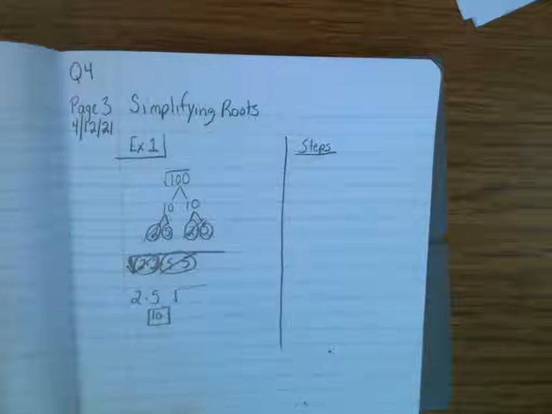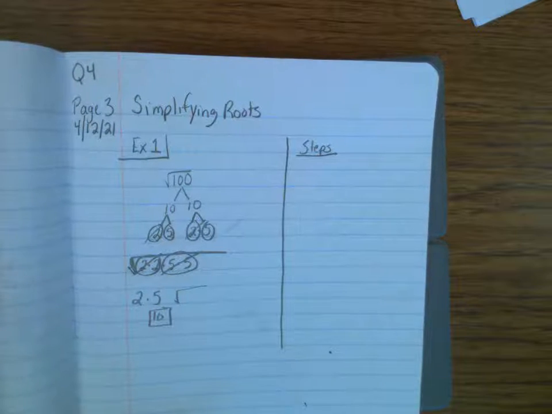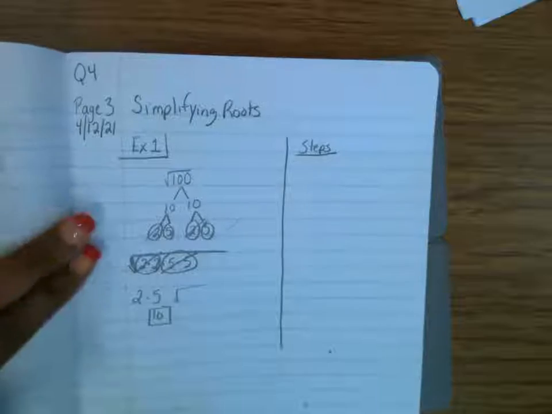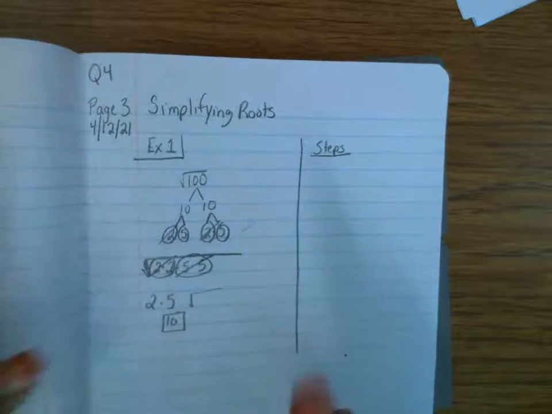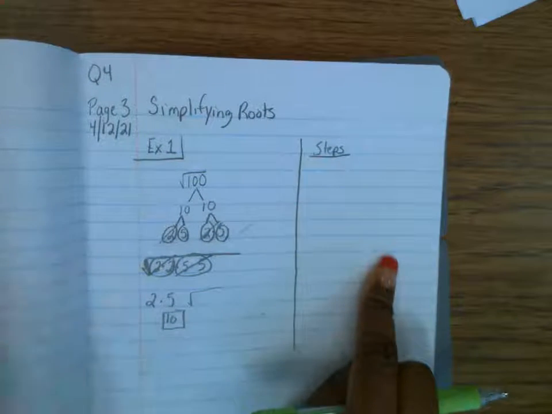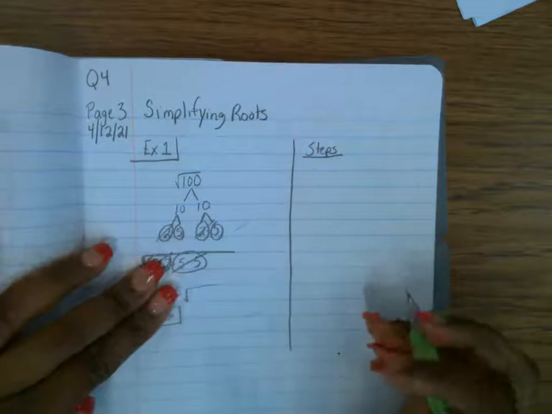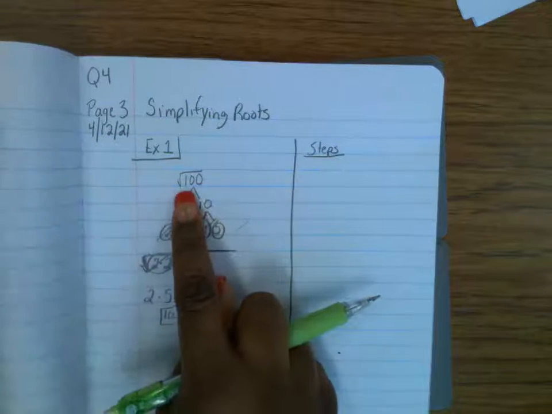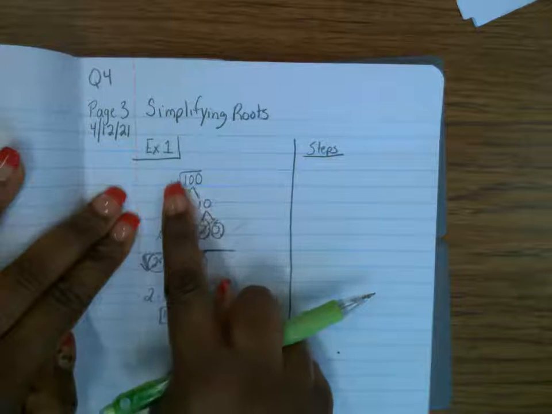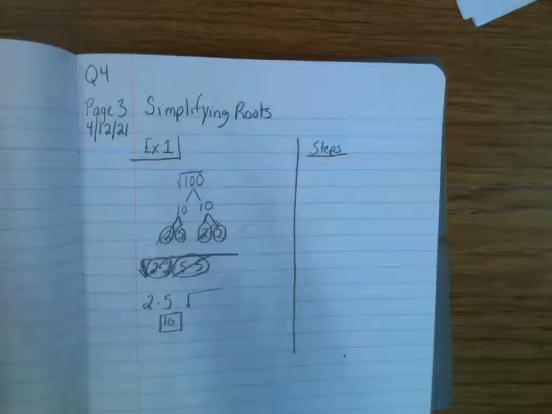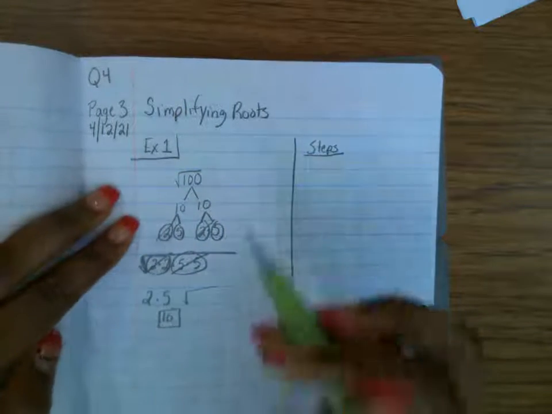All right, class. So today we are going to continue where we left off yesterday with simplifying roots. We did an example, but due to time, we didn't write out the steps. So I'm going to go ahead and write out the steps for you. We're going to do this together. When you have a radical square root, in order to simplify or reduce, it's kind of like reducing a fraction is what we're actually doing.